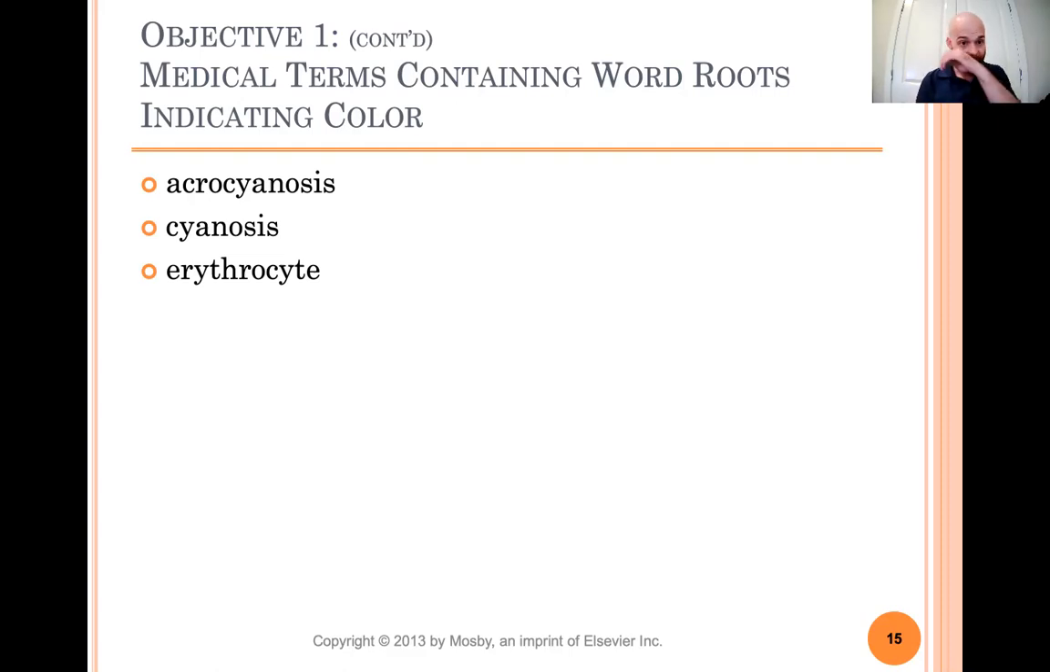Erythrocyte. So we've had erythro is red, and we've had cyte before that's cell, so this is a red blood cell. Erythroderma, so red skin, so reddened skin, and that usually happens with inflammation. If you have an infection or if you fall down and get scraped and then your skin turns red, that's erythroderma. Leukocyte, so white cell, white blood cell.